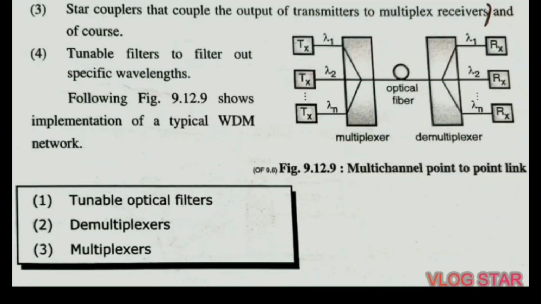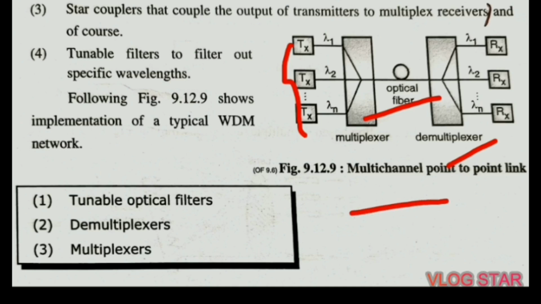If WDM technology is to be used, then naturally modern optical components need to be used in fiber optic communication. It is obvious that we need multiplexers that combine all the outputs of many transmitters and launch the combined signal into an optical fiber. Second, the demultiplexers which split this combined signal into individual paths directed to different receivers. Then star couplers that couple the output of transmitters to multiple receivers, and tunable filters to filter out specific wavelengths.